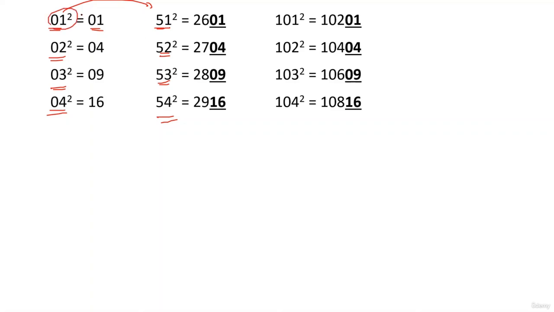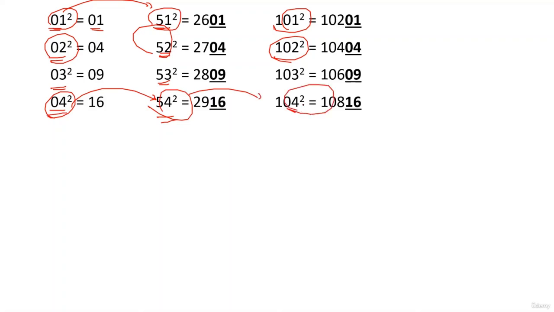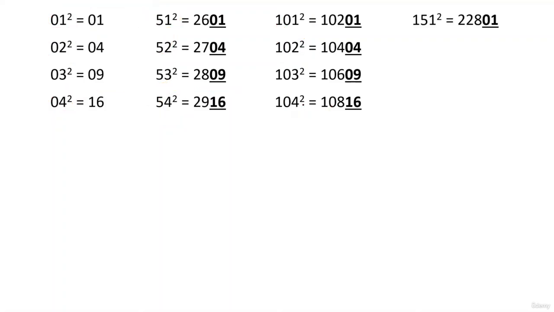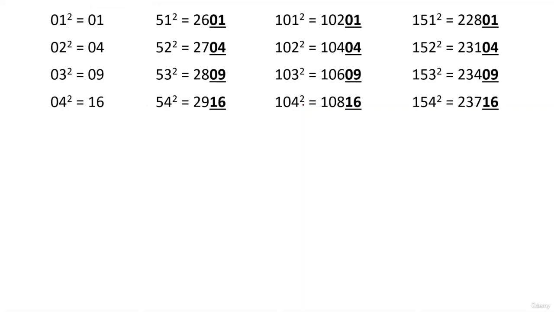जो 01 square का था वही 51 square का था, वही 101 square का हो गया. जो 02 square का था वही 52 square का हो गया, वही 102 square का हो गया, right? Same way 04 square का जो था वही 54 square का हो गया, वही 104 square का हो गया, right? If you take it further, 151 square also ends with 01. 152 square also ends with 04. 153 square also ends with 09 and 154 square also ends with 16, right?